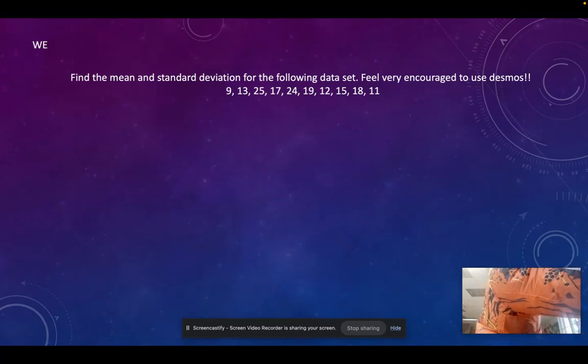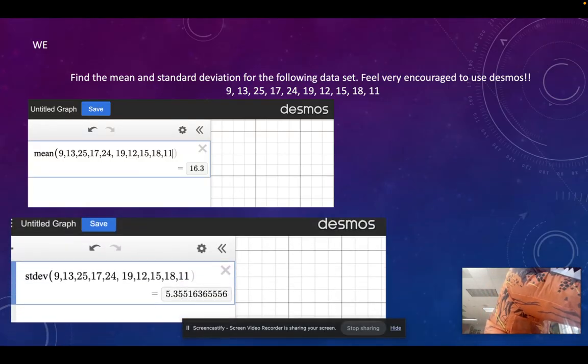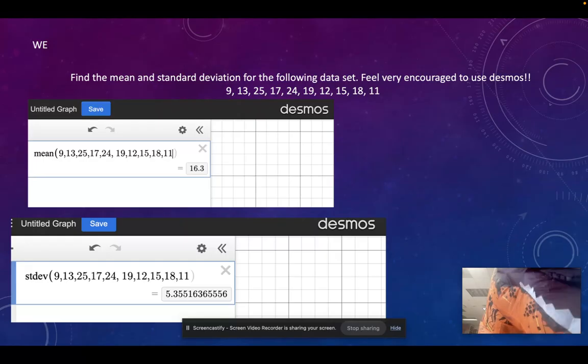So let's go ahead and do the next problem. Let's see if we can use Desmos to find the mean and the standard deviation of this particular data set. If we just type in mean and enter all the numbers separated by commas, you should be getting 16.3, or you're welcome to do it the long way. Then all you have to do is delete MEAN in Desmos, keep your data set, and just type in STDEV, and you'll quickly get the standard deviation.